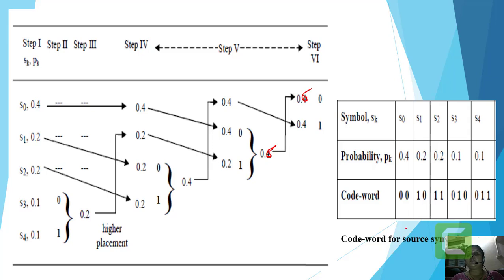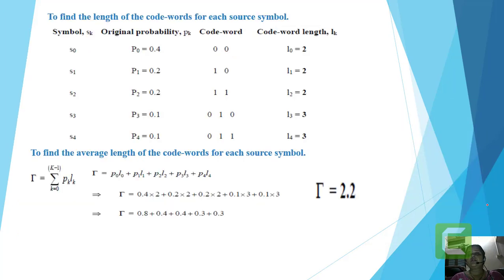Now let's find out the length of the code words. Here the first, second and third symbols consist of two bits each. So the length for S0, S1 and S2 will be 2, while for S3 and S4 it will be 3. Let's go to the next steps. Here we have written the code word lengths as we have seen in the previous step.